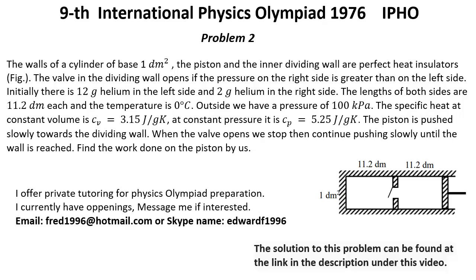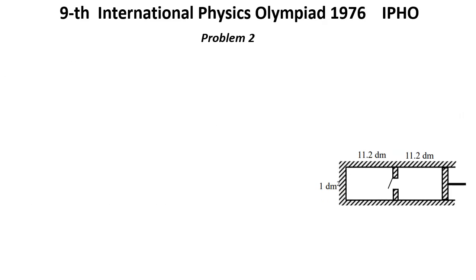The specific heat at constant volume is Cv equal 3.15 joule per gram Kelvin. At constant pressure it is Cp equal 5.25 joule per gram Kelvin. The piston is pushed slowly towards the dividing wall. When the valve opens, we stop, then continue pushing slowly until the wall is reached. Find the work done on the piston by us.